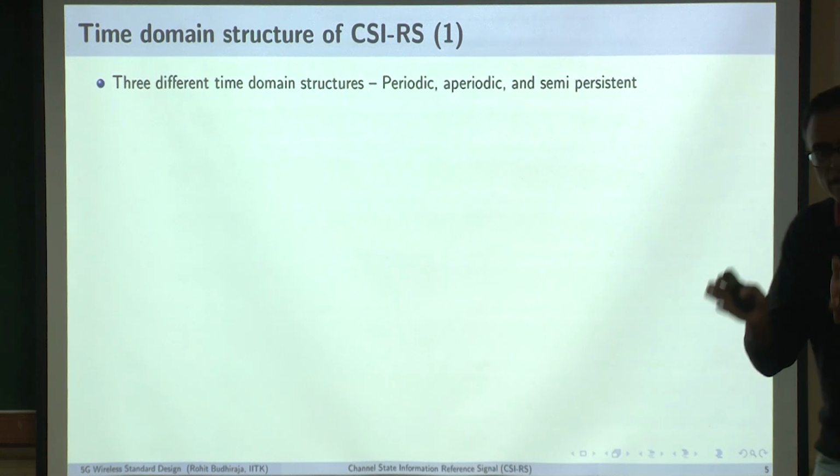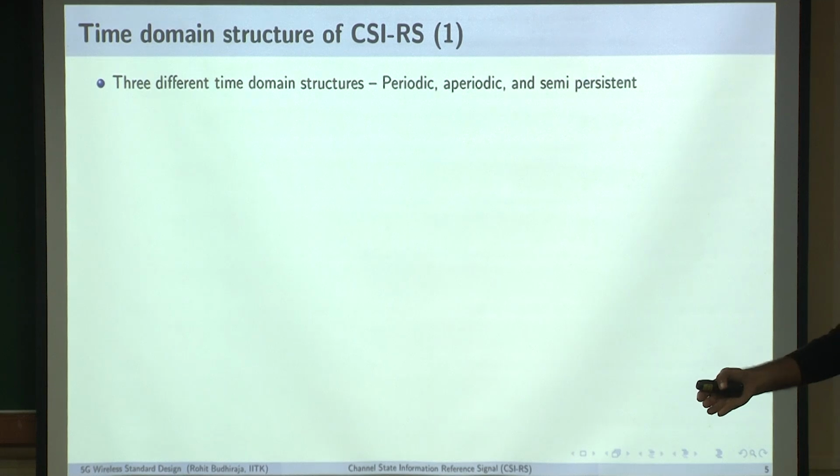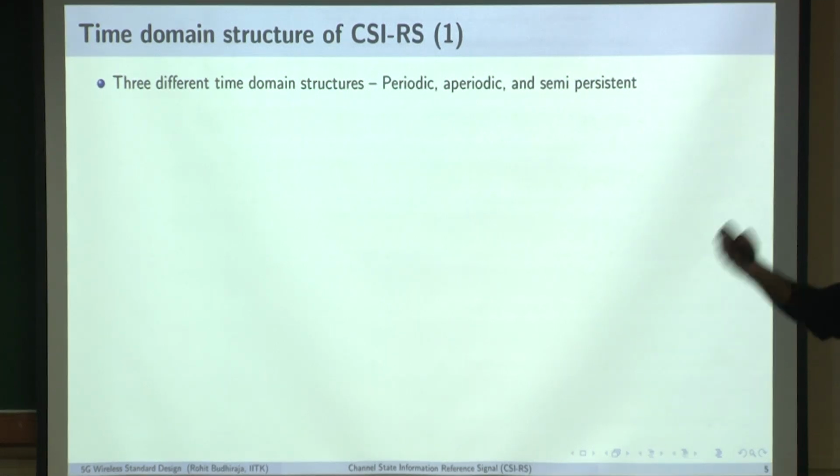Now, having studied this structure, that was mostly how they are designed, how frequently they are transmitted, the time domain structure, and it is similar to SRS. Why is it similar to SRS? Because CSI-RS is the downlink counterpart of SRS. They are not transmitted with data.